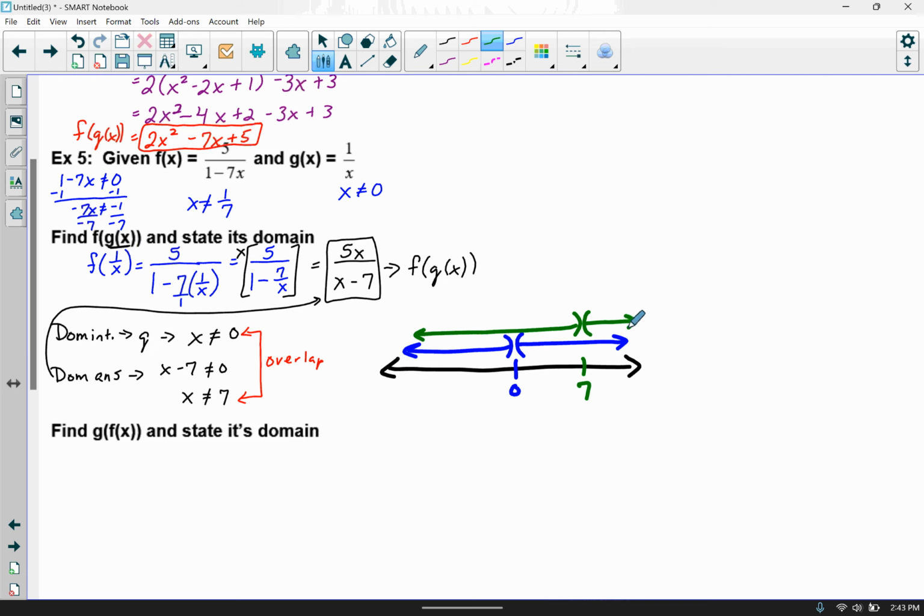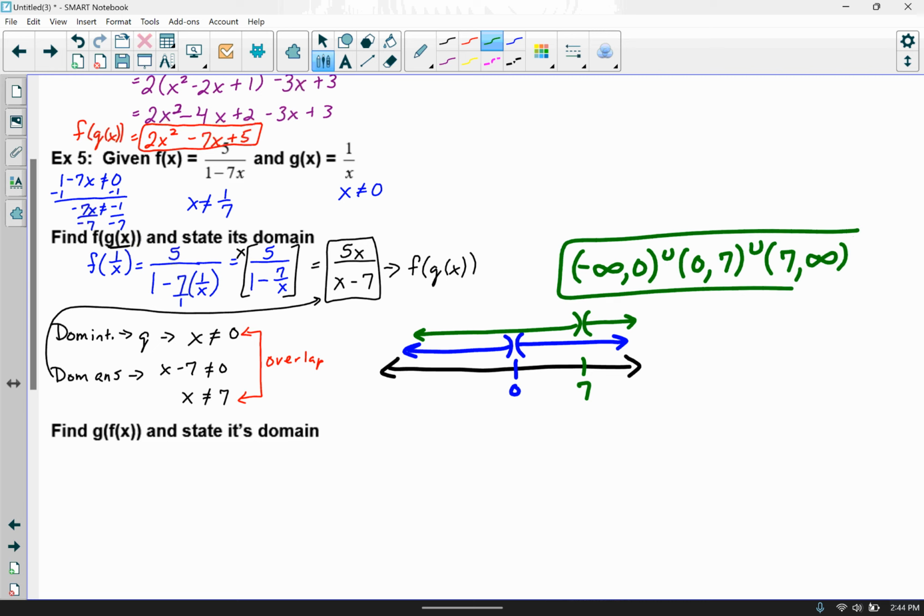Anywhere the green and the blue are on top of one another is where they overlap, and essentially they're on top of each other everywhere, except we just got to pause at the places where you're undefined. So overall domain then, negative infinity to 0. Then we're going to go from 0 to, hopefully you agree, and I stop at the 7. And then go from 7 to positive infinity. That would be my overall final domain.